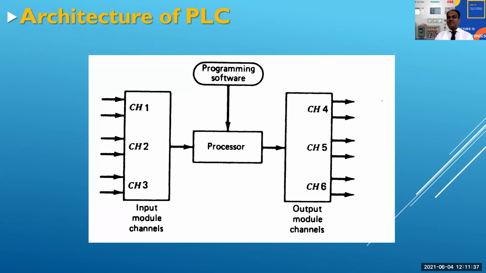Now we'll see what is the architecture of PLC. What do we mean by architecture? Architecture means we are going to see what is the actual structure of PLC. So in PLC, there will be an input module, there will be programming software, there will be one microprocessor or big processing unit, and there will be output modules. Input, programming, processor, output. These four are the main functional architectures of PLC.